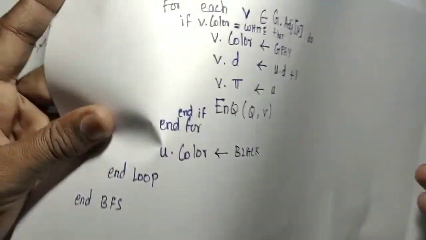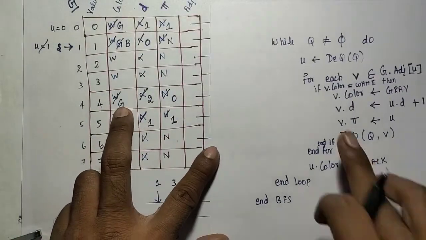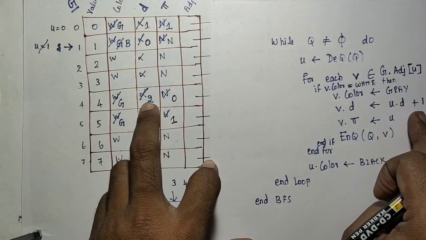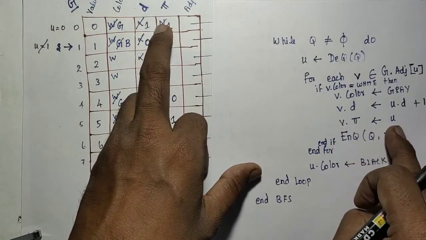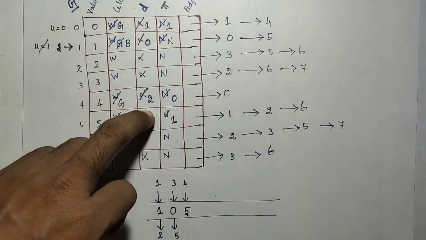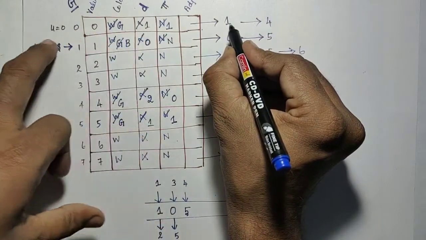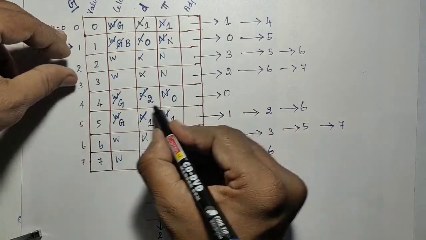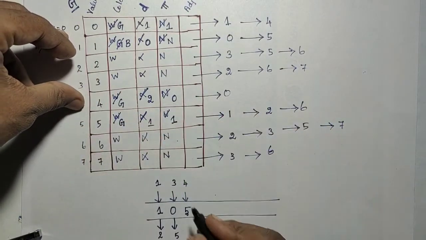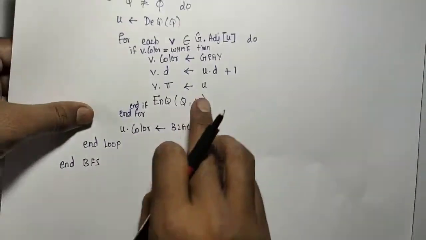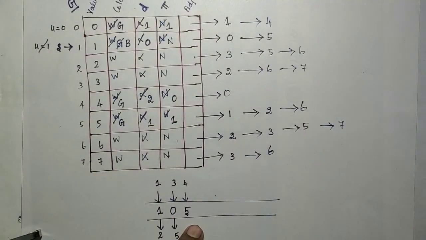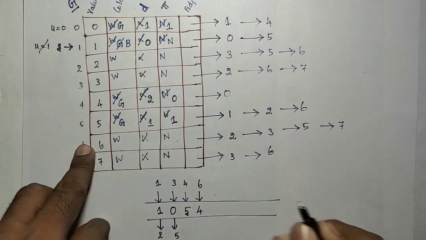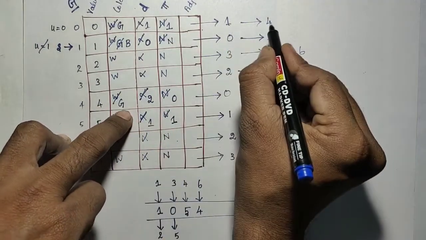See that code. V dot color equal to gray, that we changed. And then V dot distance equal to U dot distance plus 1, that is 2, and V dot parent equal to U. So he is the parent. Now we have completely visited the adjacent nodes of 0, so 1 and 4 are visited. Sorry, the 4 has to be enqueued. After visiting, V needs to be enqueued to the queue. So I need to insert this into the queue. That is the sixth step.